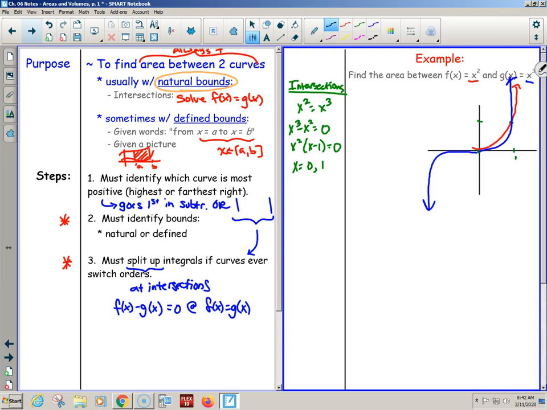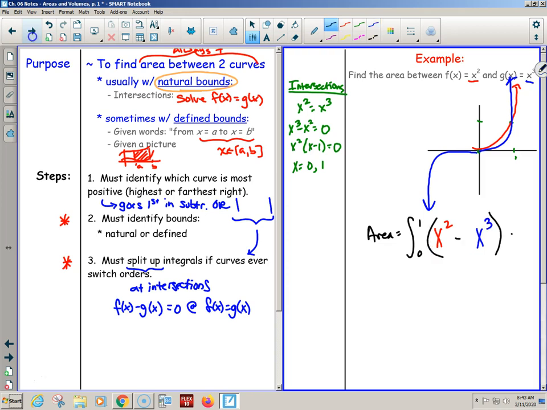If I was to be all snazzy and say, I can see the picture, I know what's going on, I could go ahead and say area is equal to the integral from 0 to 1 of who's on top? Who's going to be higher values, bigger area? Who's going to be the lower guy? That's me just looking at it and saying I know who's going to be the positive guy and who's going to be the negative guy. So I'm putting them in the proper order, the bigger minus the smaller.